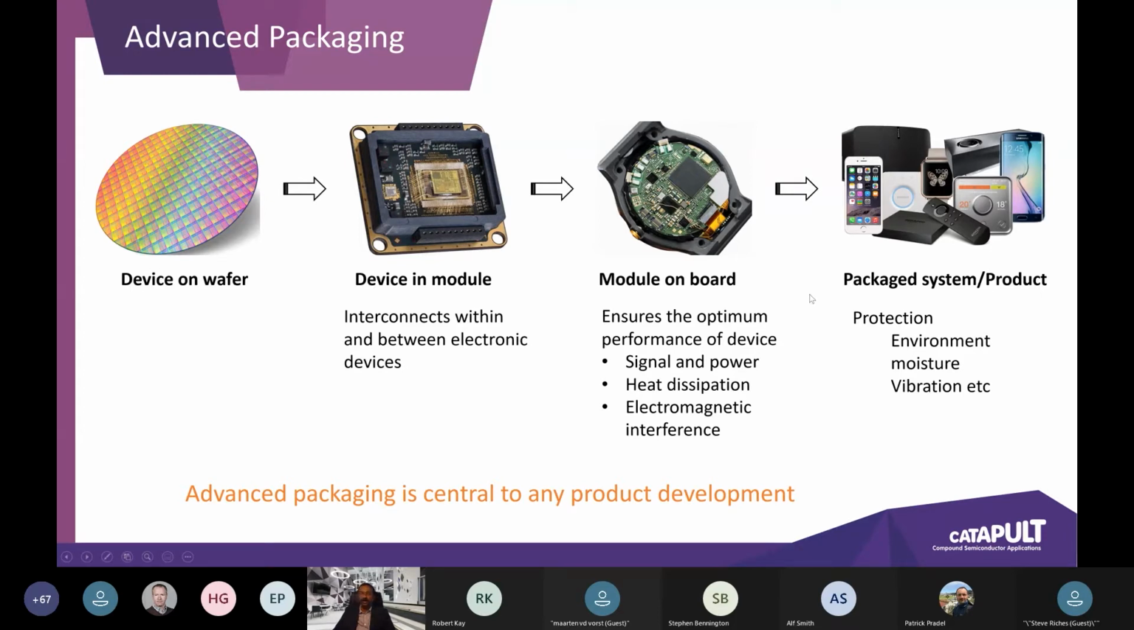And finally, we need to protect it using a housing, which is to protect it from the environment, moisture and vibration kind of things. So in short, advanced packaging is enabling the innovation in a technology, and it is central to any product development.